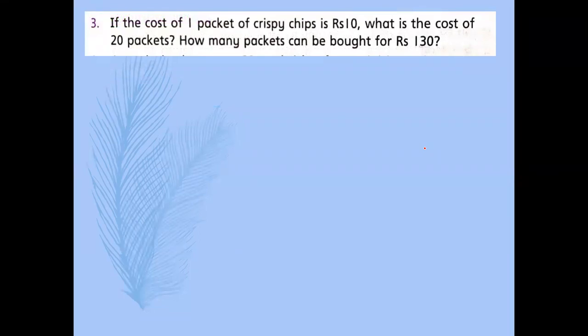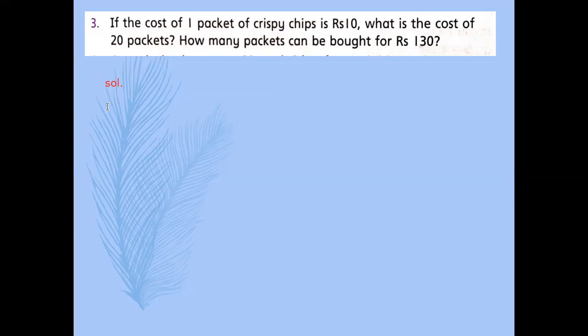Okay, if the cost of one packet of crispy chips is 10 rupees, what is the cost of 10 packets of such chips, 20 packets of such chips? And there's one more thing. How many packets can be bought for 130 rupees? See, cost of one packet is now given to us. Let's start the solution.